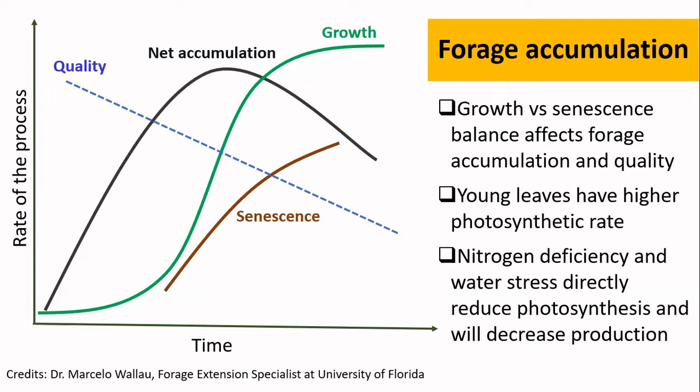So new leaves are more efficient photosynthetically than older leaves, just because they are more active. In general, the net forage accumulation is the balance between the two processes, growth and senescence. And there's an optimal point, as I mentioned before, for harvesting that material, where we try to balance quality and quantity when providing the recommendations for defoliation for each forage species.